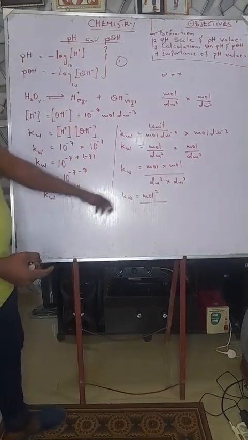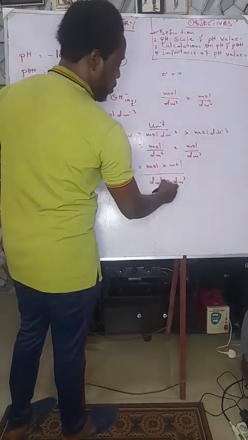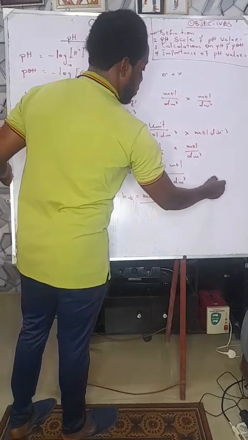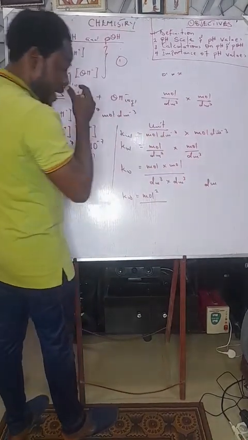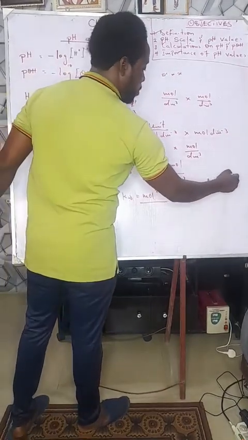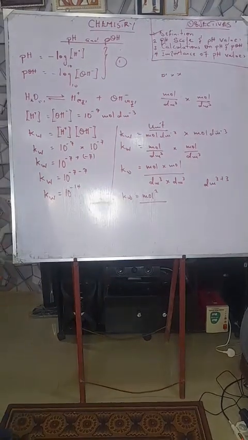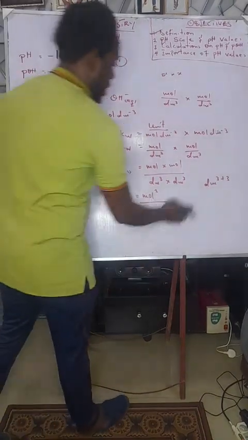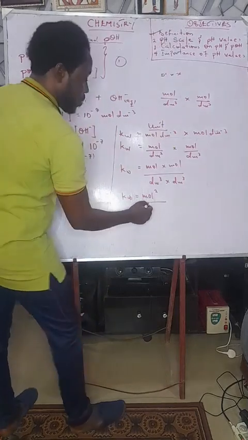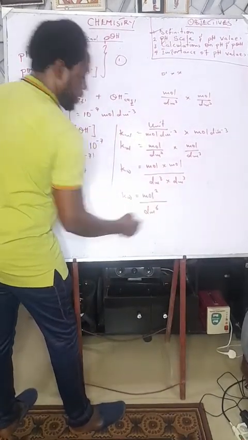You have to use indices. Don't say 3 times 3. No. You pick your dm cube, you pick one dm cube, then you say 3 times, we change to what? Plus 3. That will give you dm raised to power of 6, right? So this one will give you dm raised to power of 6.